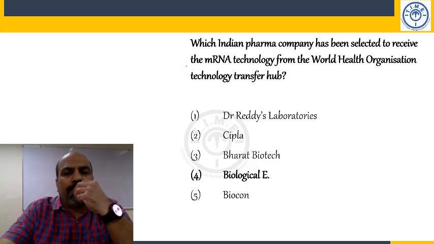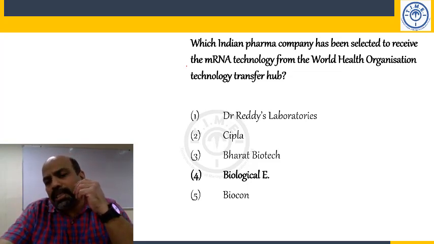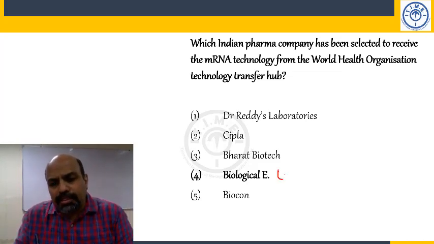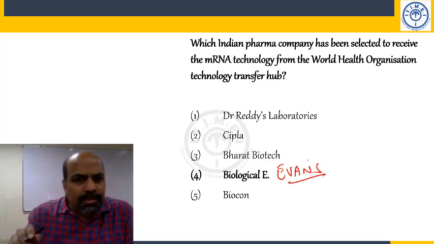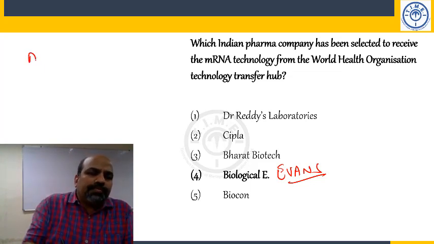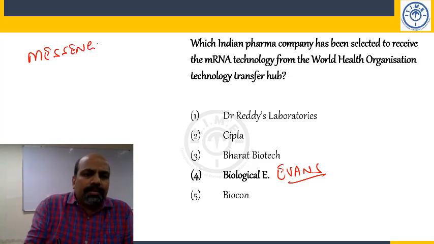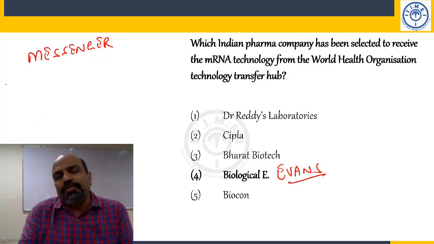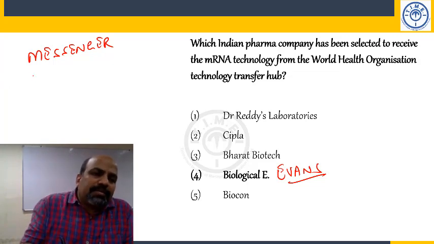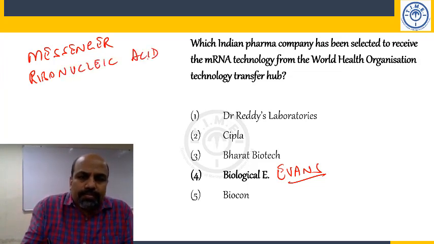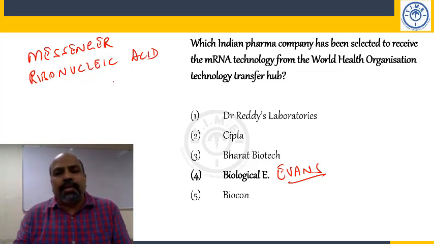Which Indian pharma company has been selected to receive the mRNA technology from the WHO Technology Transfer Hub? Biological E. The E stands for Evans, but it's generally written as Biological E. What is mRNA? You could write this. It's a bit complicated. I read extensively about this, but it's quite complicated for folks like us who are preparing for competitive exams. So you simply need to know the full form. Messenger ribonucleic acid. That's mRNA.